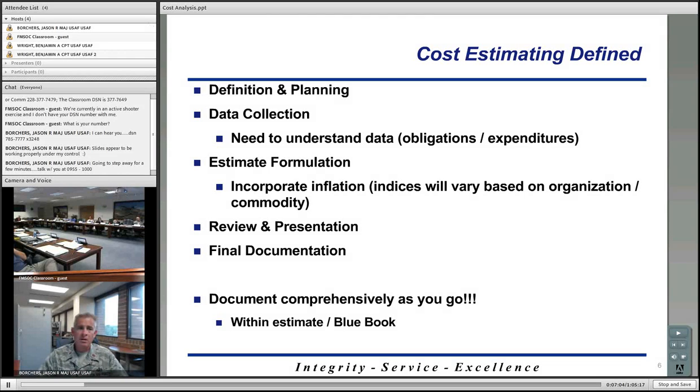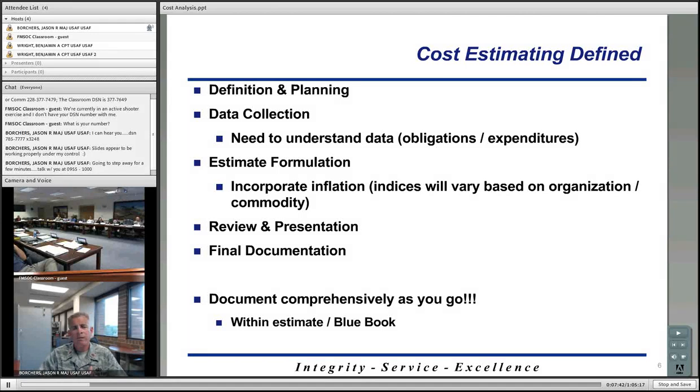The next step is data collection. This is where you're going to go out and collect data on all of your historical programs, and then you'll use that data to do step three, which is to actually formulate the estimate for the new program. Once you come up with your estimate, you'll then do some reviews and some presentations. You always have to present your estimate to leadership, whether it be your program director or individuals further up the chain, to include SecDef himself in some cases.